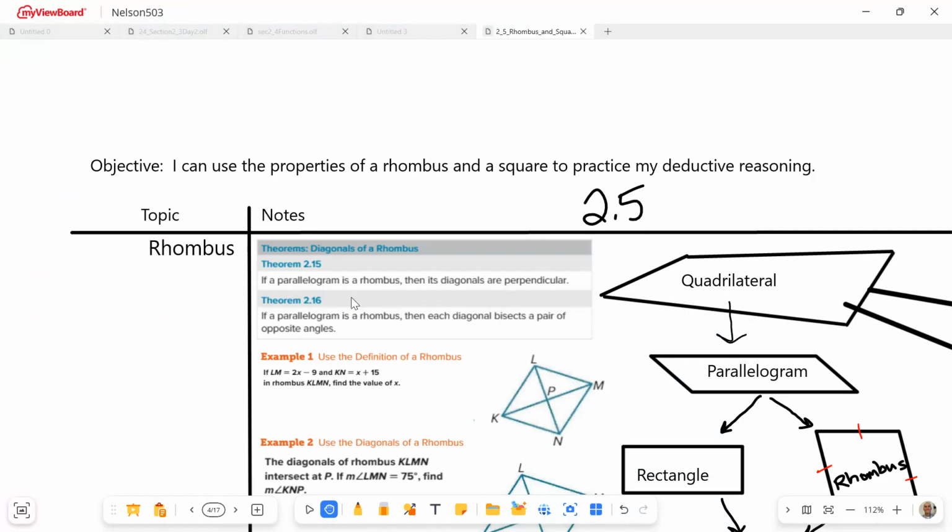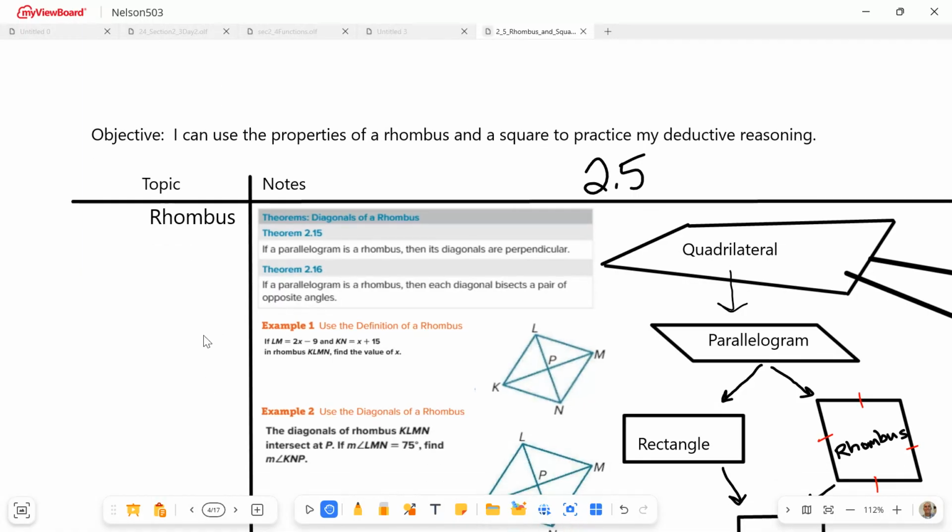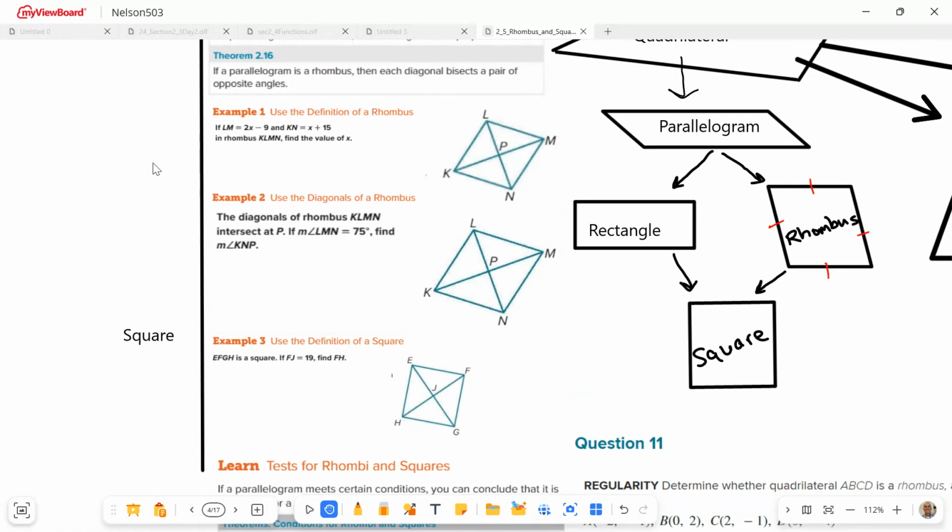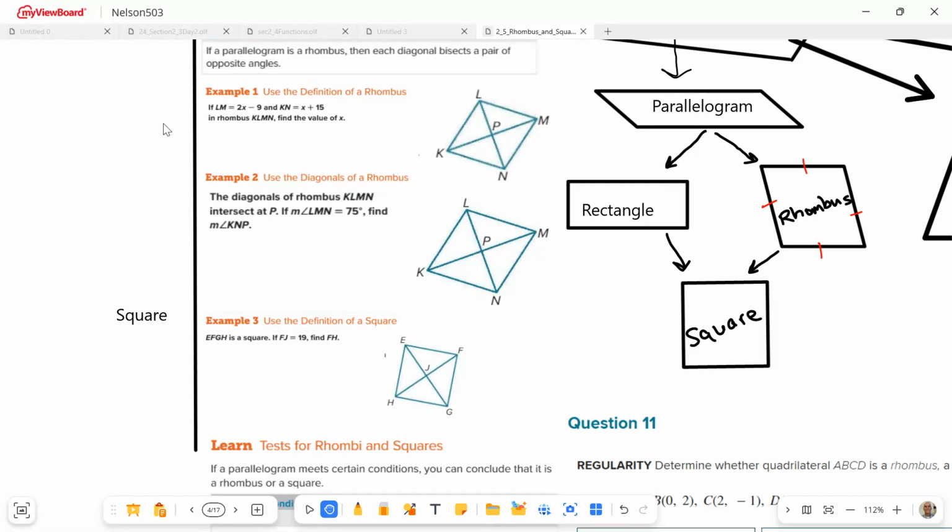So I want you to add that to your notes right now. If you have a rhombus, then diagonals are perpendicular. If you have a rhombus, then diagonals bisect one pair of opposite angles. Okay, we're going to use those pieces of information to try to get a little bit smarter. That's our task today. We're also going to use information about a square.